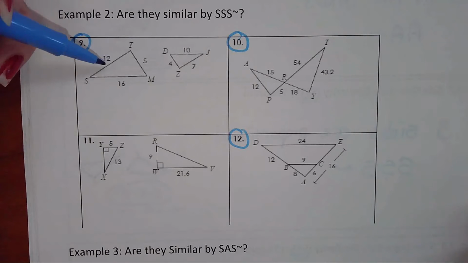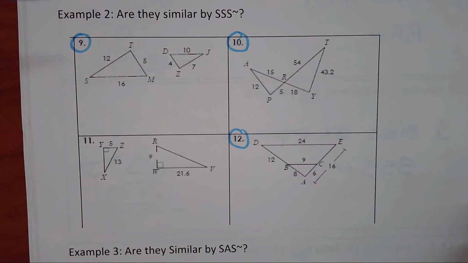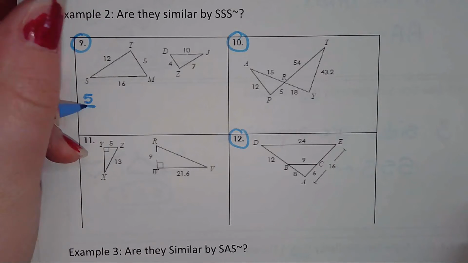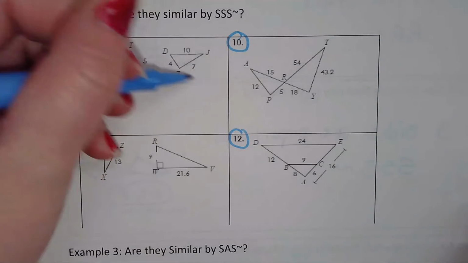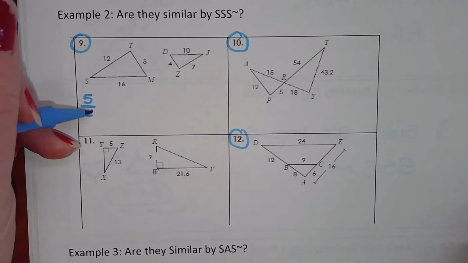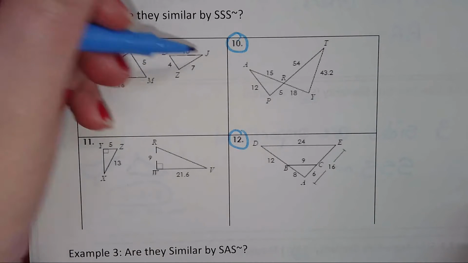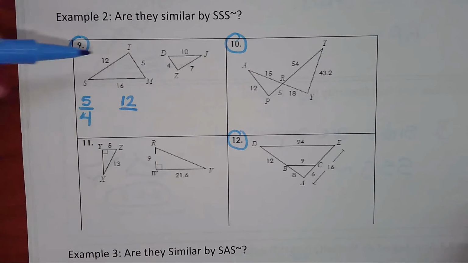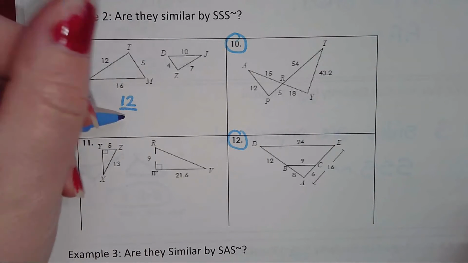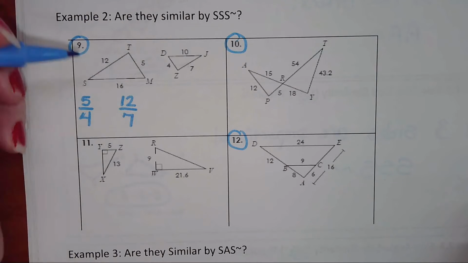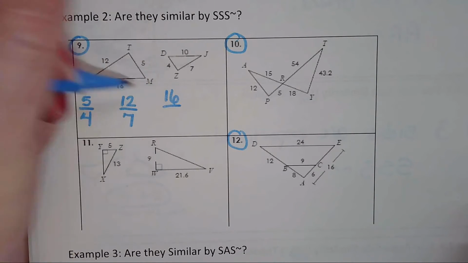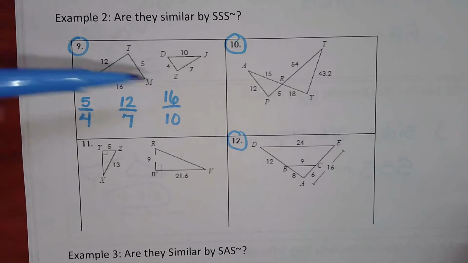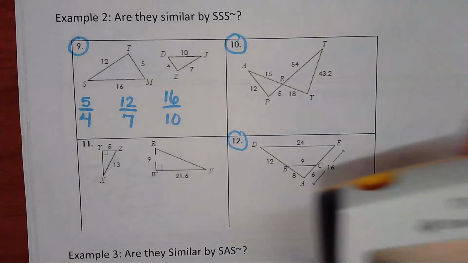So like on this triangle, and I always go from smallest to largest, I think that's just how I was taught. 5 is the shortest side. This is going to match up to the shortest side on this triangle, which is 4. So 5 over 4 is 1 fraction. Then I jump back over here. 12 is the next largest, and that's going to correspond to the next largest over here, which is 7. And then the largest side is 16, which matches up with 10. So these are my 3 fractions, and I need to check and see if they are all the same.